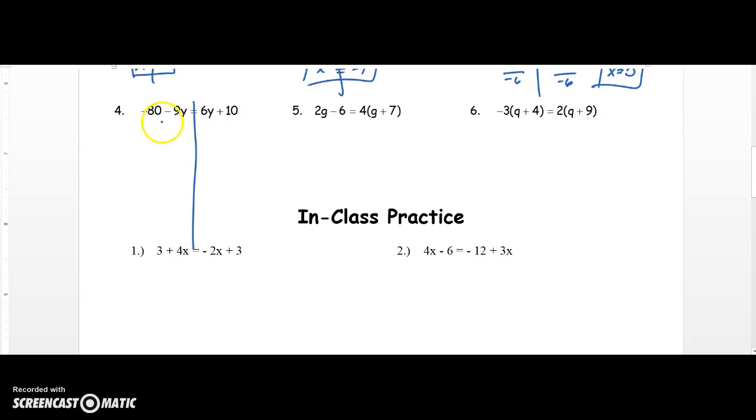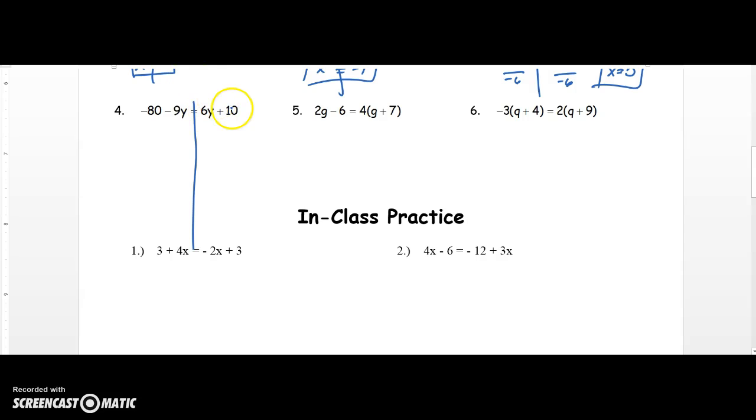Are there any like terms on either side? No. Negative 80 and negative 9y are not like terms. 6y and 10 are not like terms. So let's go ahead and start moving our variables to either side. So you have y's on both sides. Let's get them together. So stay consistent.